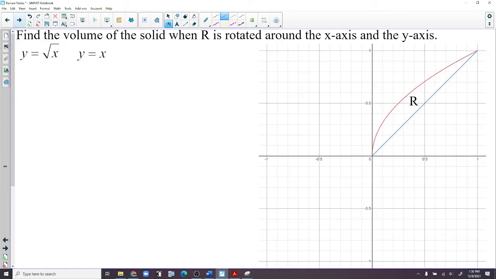How about washer? Let's find the volume of the solid when R is rotated around the x and the y axis. So square root of x and x. Let's go around the x axis first. Here and here, that'd be halfway around. Pick some arbitrary x value. We're going to rotate this around.